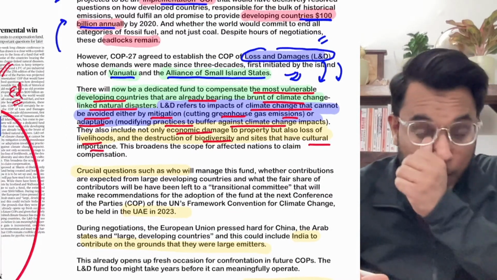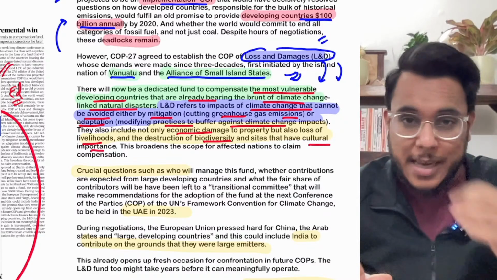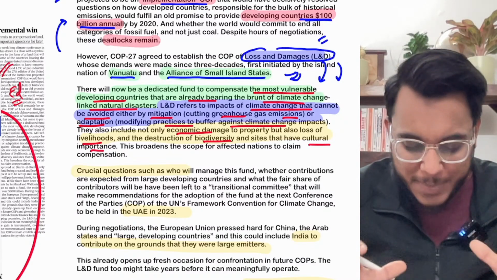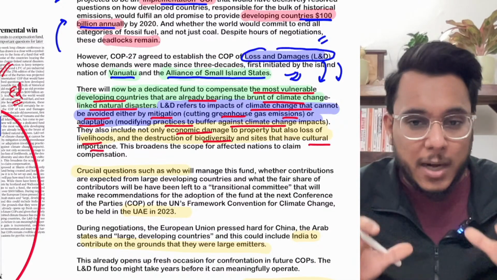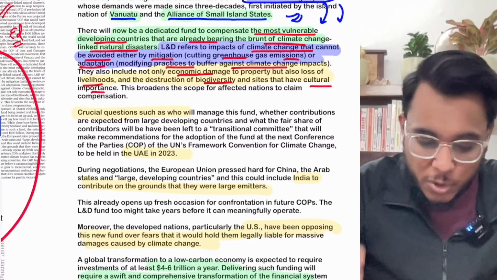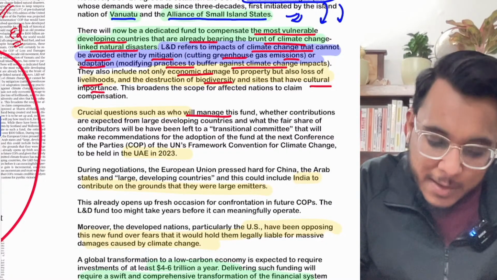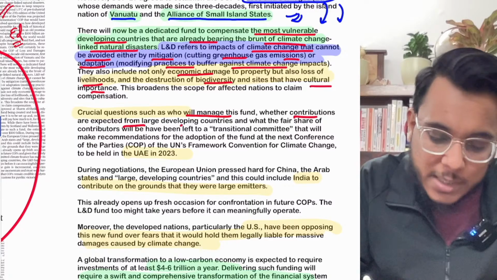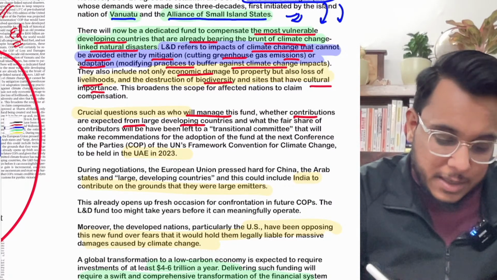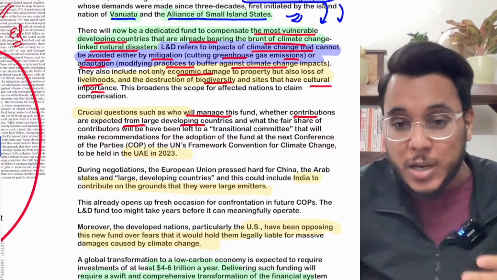Now guys, as of now, the exact size of the funding, etc., these things are to be decided, but it is being expected that this fund will be around $500 billion. But crucial other questions such as who will manage the fund, whether contributions are expected from large developing countries, developed countries, how the share will be collected, and how much total money will be coming.